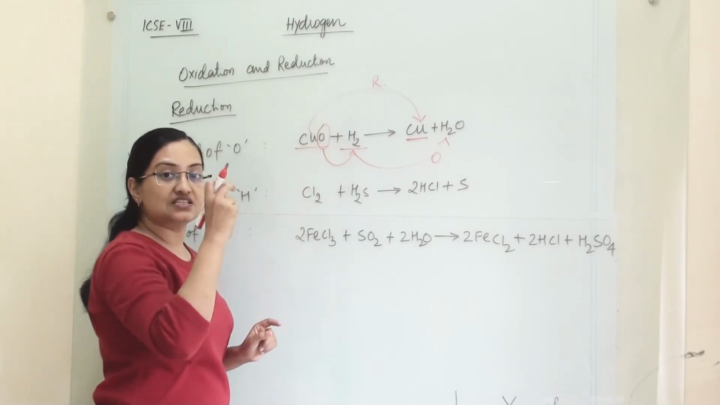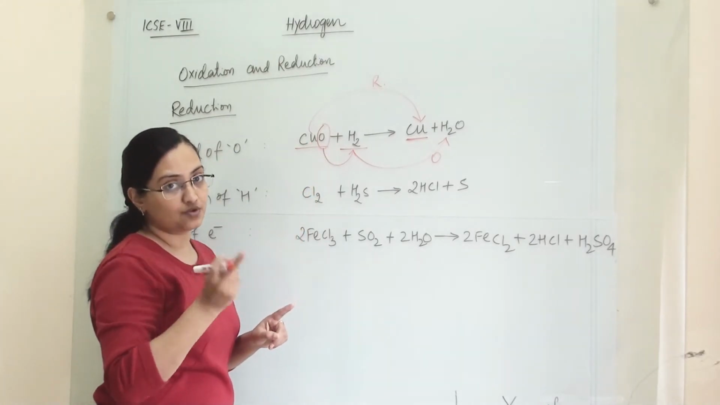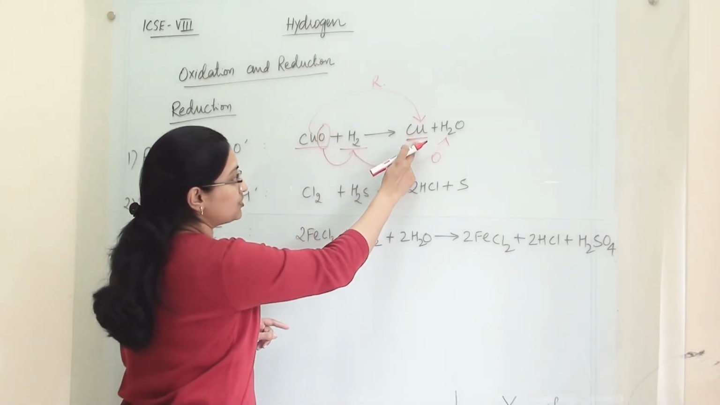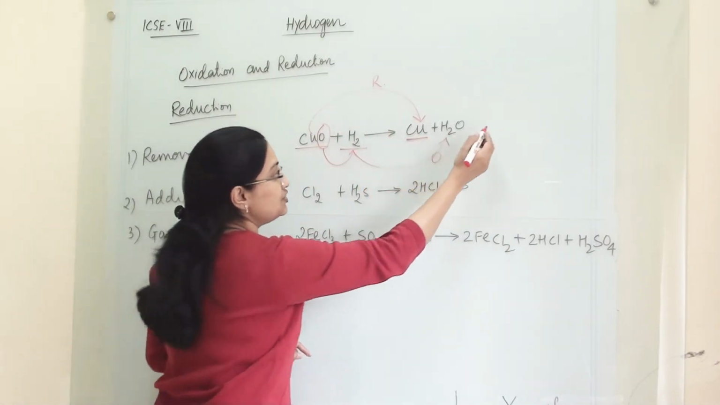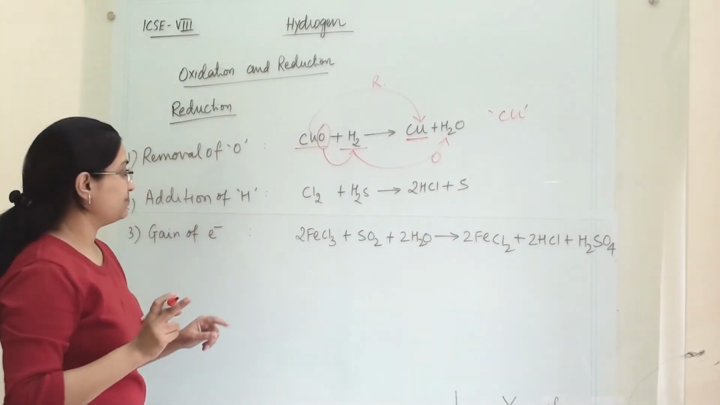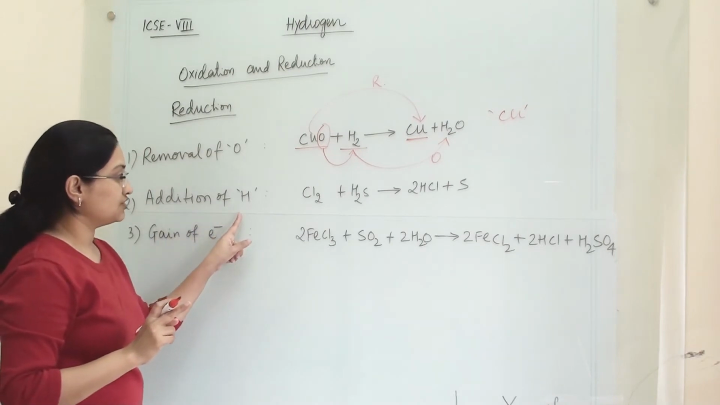If oxygen is added to it, then it is oxidation. But here the oxygen is removed from copper. So copper is being reduced. Here which atom is being reduced? Then it is copper.